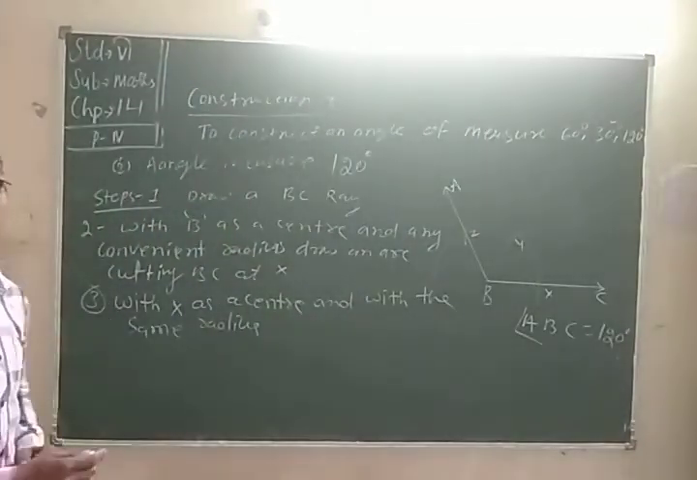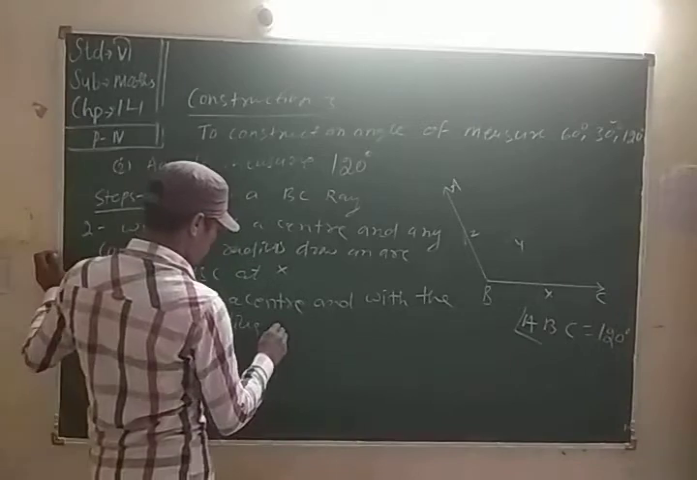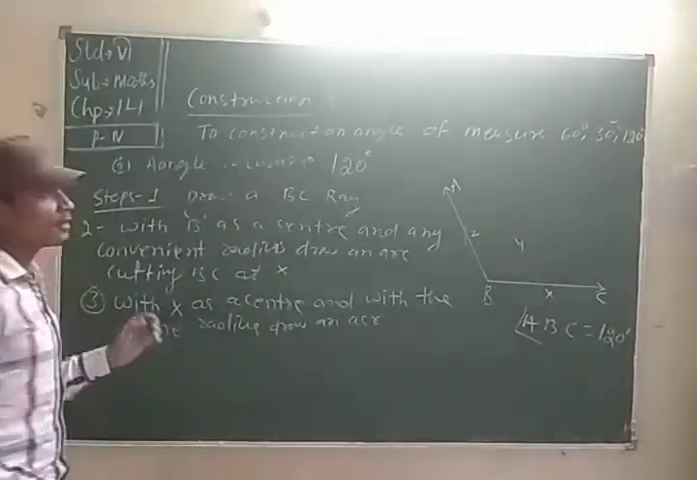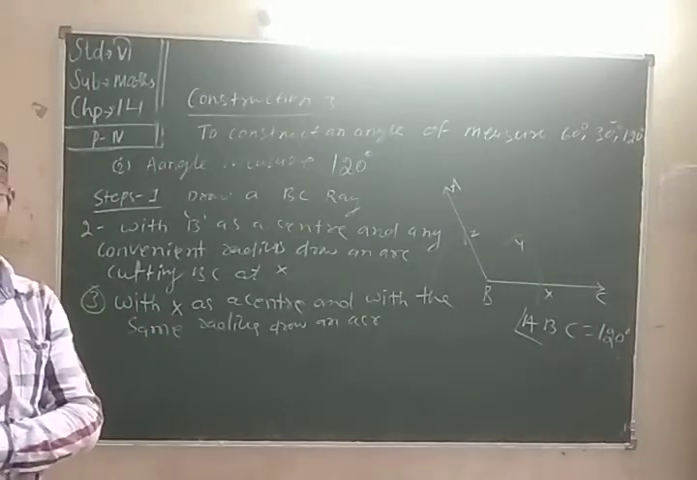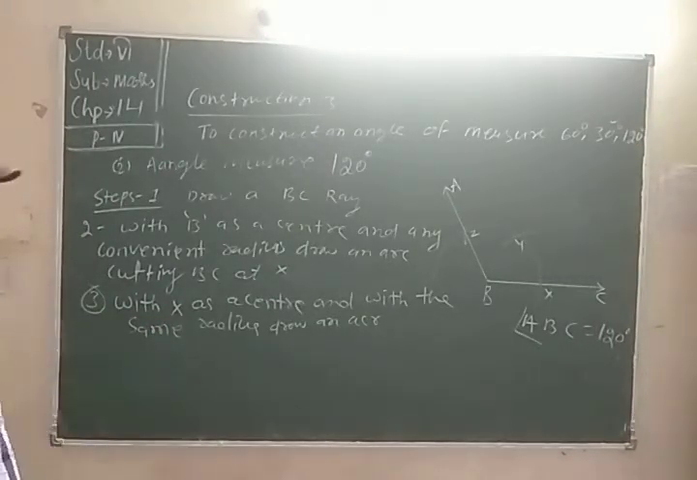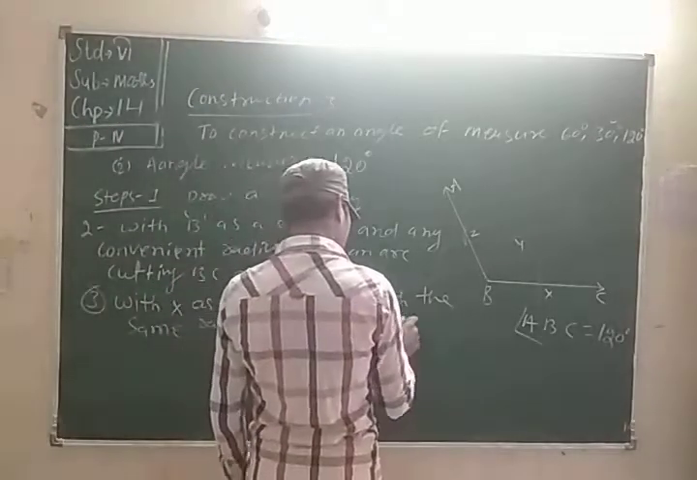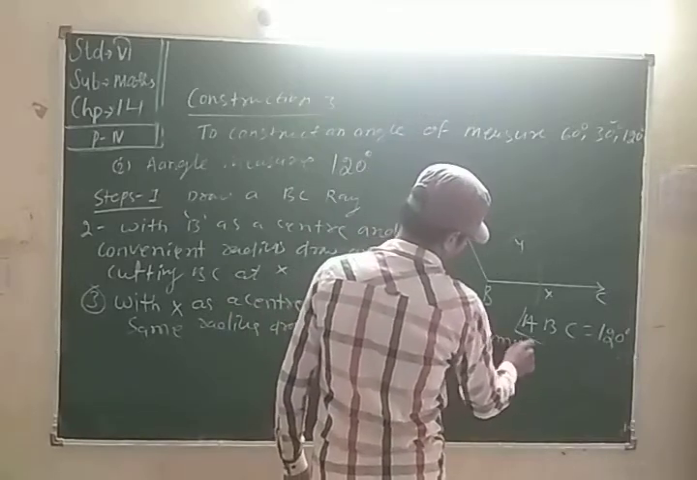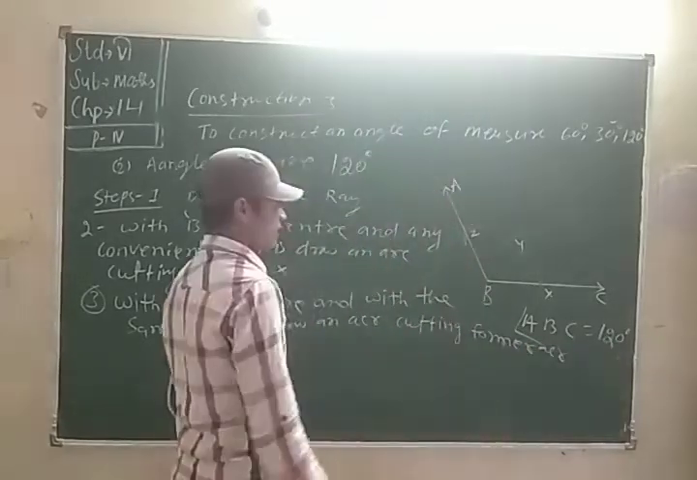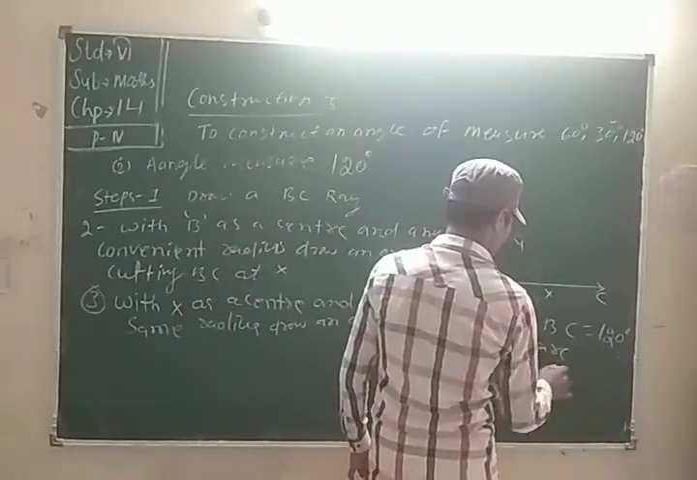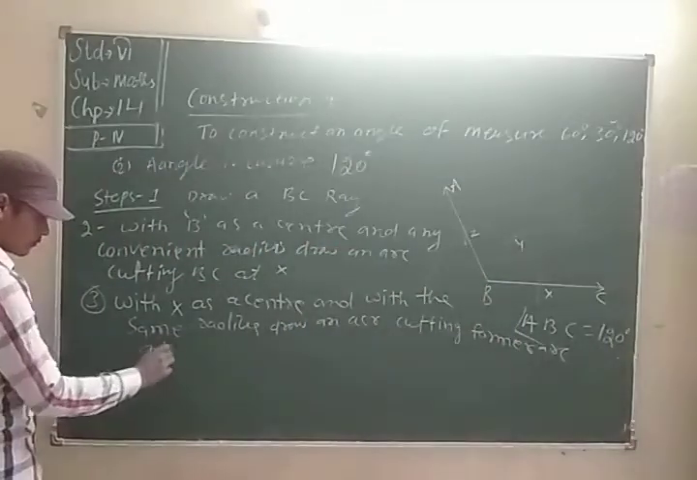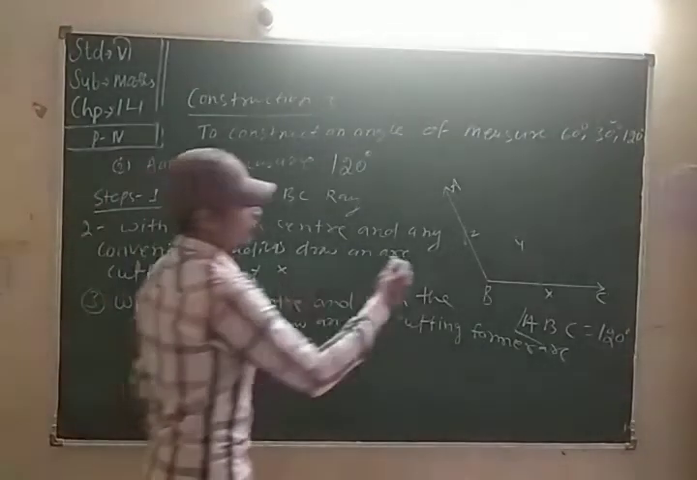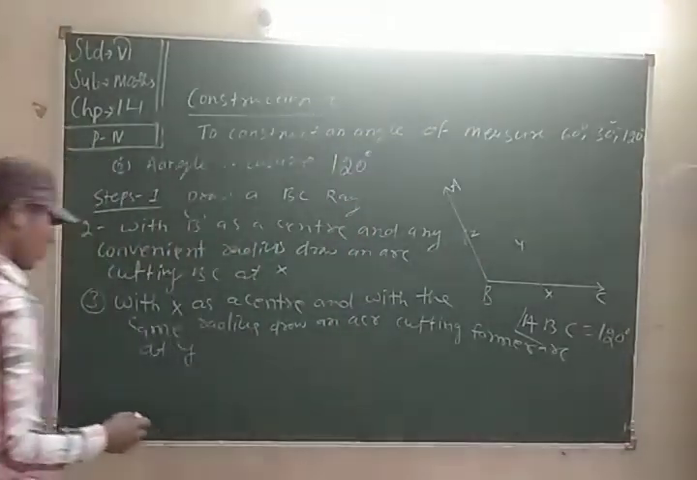Draw an arc cutting the former arc at Y. The same third step will be repeated for the next point, the Z point. Then the fourth step is what?